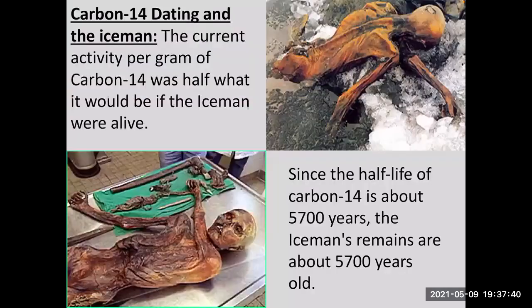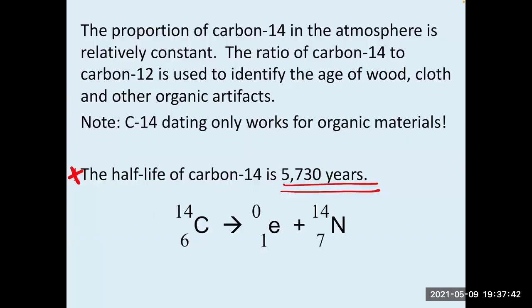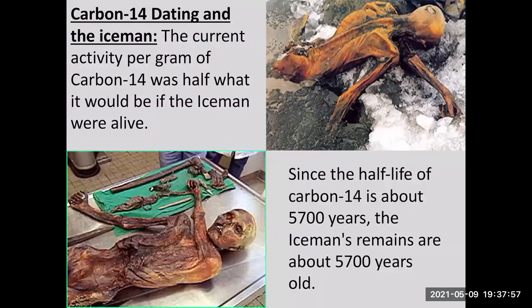All right, so this is just showing you how that happens. There should be a negative sign on there, but this is showing you how carbon-14 breaks down and goes through its half-life. So, carbon-14 dating and the Iceman. This is an individual who was found, and they can look at the current activity per gram of carbon-14, and it was half of what it should have been if that person were still alive. And so since the half-life of carbon-14 is about 5,700 years, that means that the remains are about 5,700 years old.